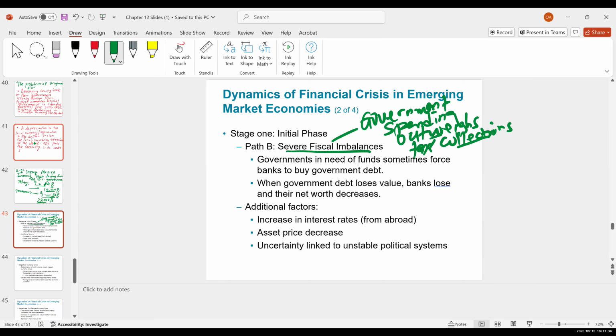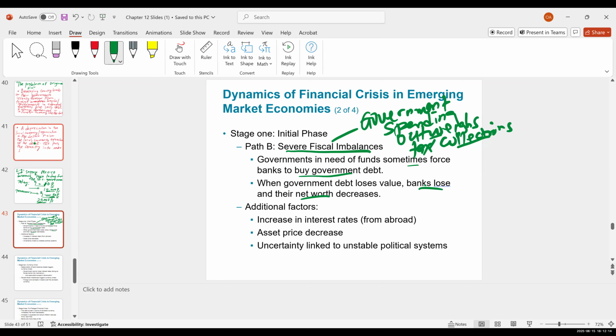So with severe fiscal imbalances, governments in need of funds sometimes force banks to buy government bonds. When governments default, that means nobody will want to buy government bonds again. We've seen in Argentina, when Argentina started defaulting, most people refused to buy Argentine government bonds because the government still needed to raise more revenue by issuing new debt. But nobody wanted to buy those bonds. Then the government started to coerce banks in Argentina to buy government bonds, which were less in value. So when the government debt lost value, the banks lost out and their net worth decreased.